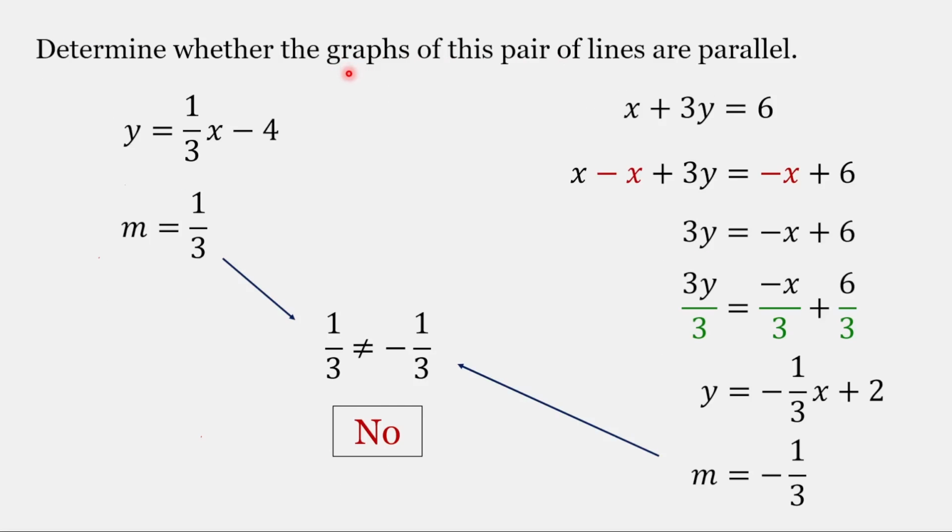For this second problem, we're asked to determine whether the graphs of a pair of lines are parallel. So if the graphs are parallel, they're going to have the same slope. For the first equation, this was in slope-intercept form, so we can find that slope of 1/3. The second equation was in standard form. So rewriting this into slope-intercept form, we're able to find that slope, and it is negative 1/3. So 1/3 is not equal to negative 1/3. So no, these lines are not parallel.